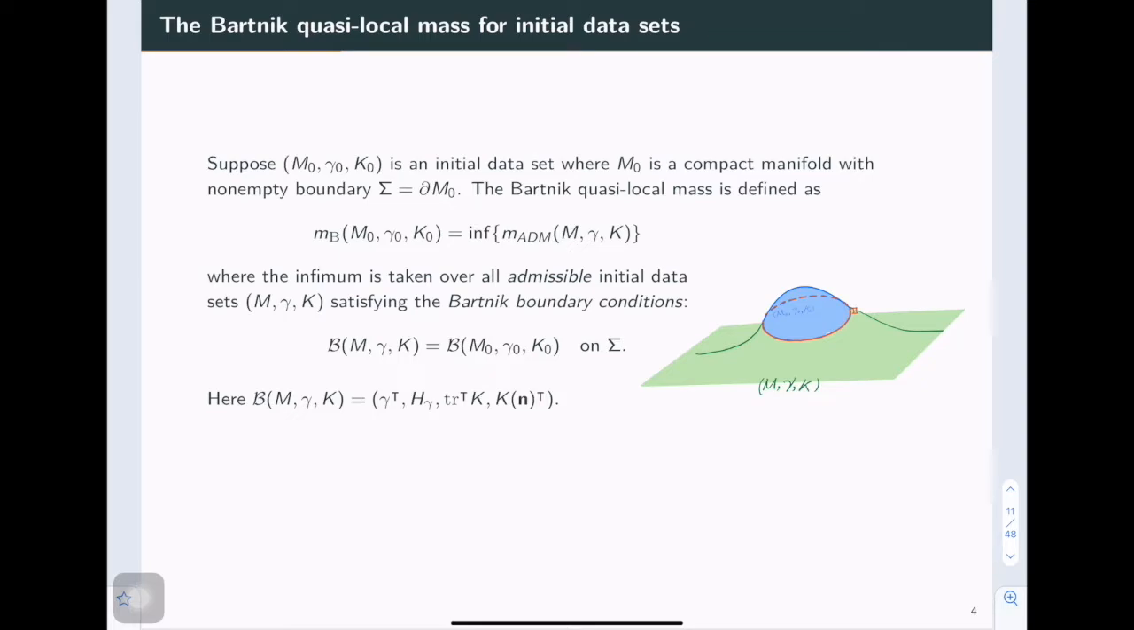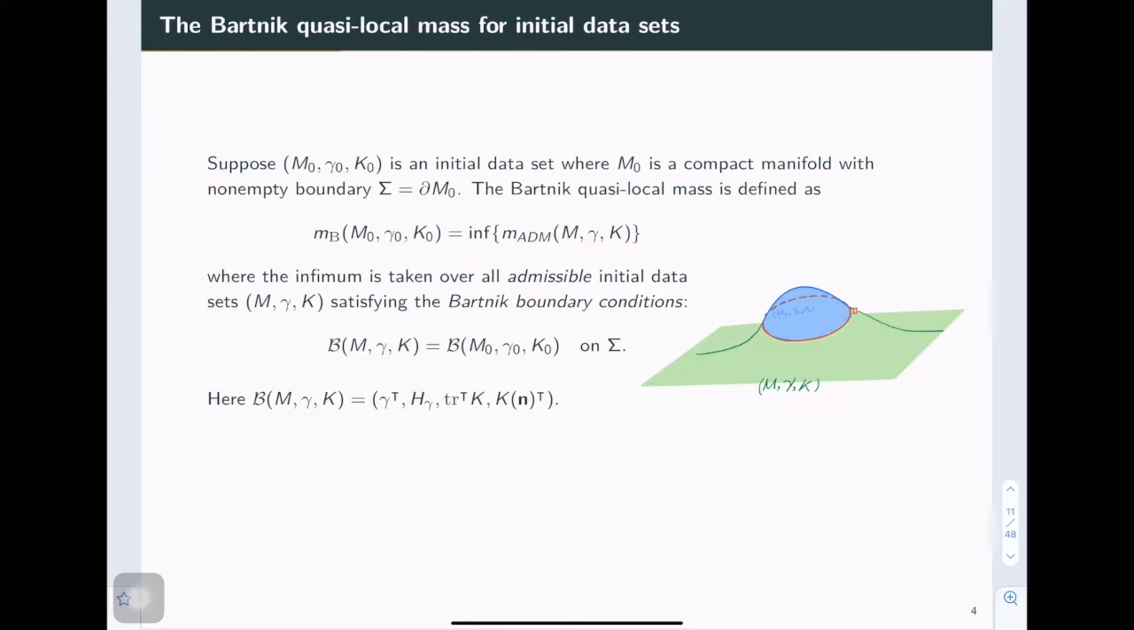One of the most interesting notions of quasi-local mass is the Bartnik quasi-local mass, defined by a quasi-localization method of the ADM mass. Given a compact initial dataset (M0, g0, K0), where M0 is a compact manifold with non-empty boundary, denoted as sigma here, we can first extend this to a complete asymptotically flat initial dataset, where we use (M, gamma, K) to denote the extension. Then we can measure the ADM mass of the extension, and after that, we take the infimum ADM mass over all possible extensions. That infimum is then defined as the Bartnik quasi-local mass of the compact initial dataset.